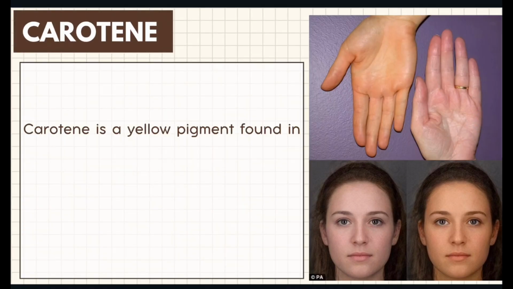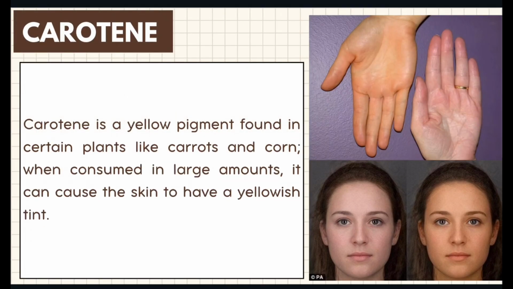Also, carotene. Carotene is a yellow pigment found in certain plants like carrots and corns. When consumed in large amount, it can cause the skin to have a yellowish tint.